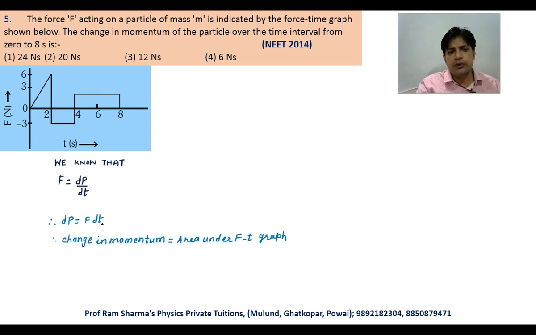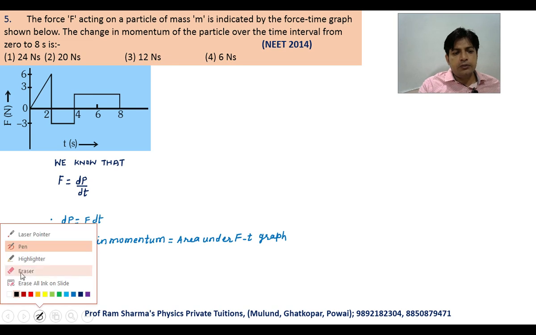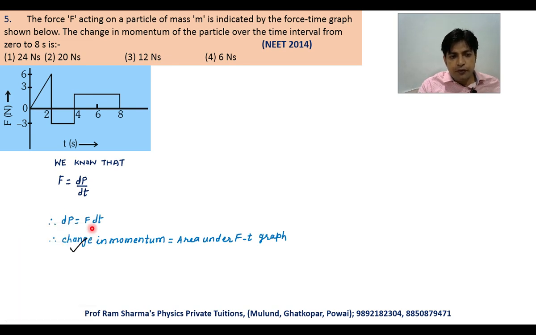So dp is equal to f dt, right? dp stands for change in momentum, and that's equal to nothing but f dt. So change in momentum is equal to the area under the F-t graph, right? Because f into dt is nothing but the product of f and time. We know that f is on the y-axis and time is on the x-axis. We know that the product of y into x is nothing but the area under the graph.